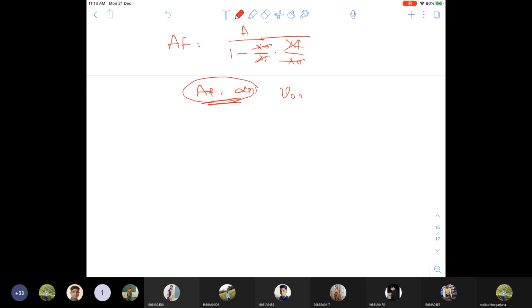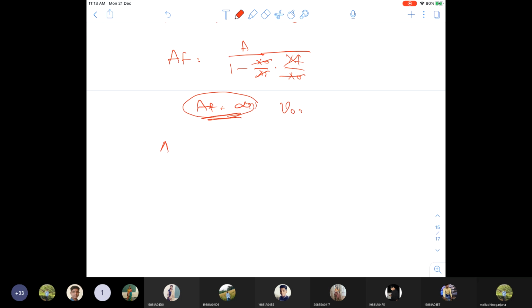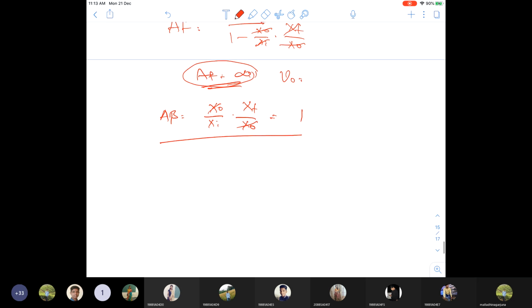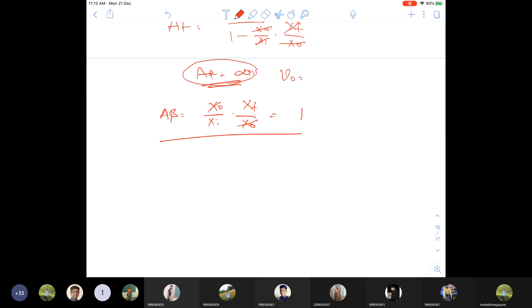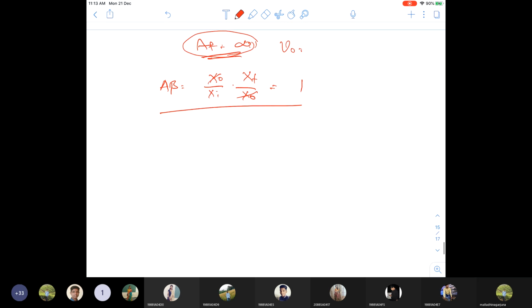Now the important thing: a beta is equal to x naught by xi into xf by x naught. Everything cancels, we get 1. Loop gain is equal to 1. Okay, now coming to the next topic: let us see what is the effect of this loop gain on the output waveforms of the oscillators. Let us see the effect.